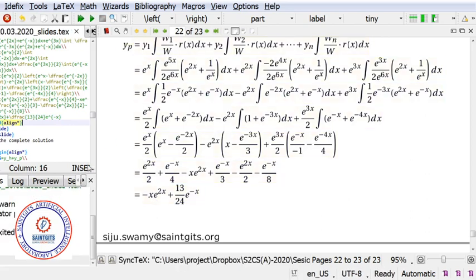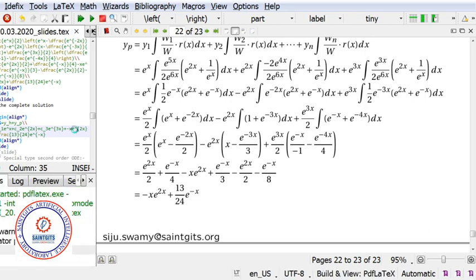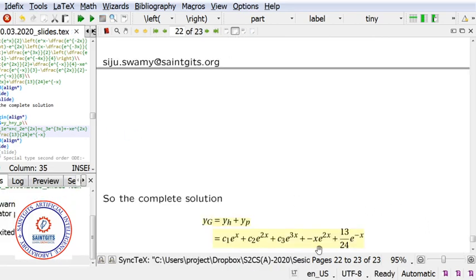The solution is changed. Here also we make this change. So the complete solution is like this.